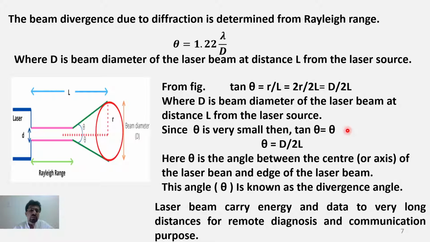But we know that theta is very small, so tan theta is equal to theta. Therefore the beam divergence theta is equal to capital D, that is the diameter, divided by 2L. Here theta is the angle between the center of the laser beam and the edge of the laser beam, and this angle theta is known as the divergence angle.